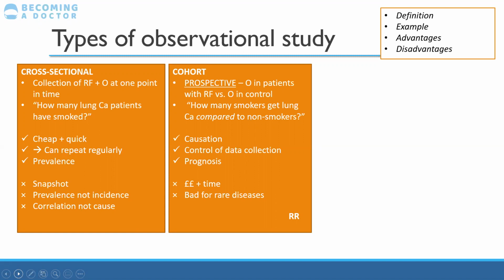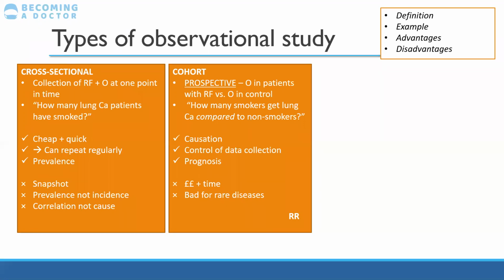So you're taking the 2 groups, the risk factor exposed group and the risk factor unexposed group, and then looking at outcome over a period of time. And this allows us to establish causation as opposed to the correlation that a cross-sectional study can only determine. And it allows us to control data collection, really, because over that period of time that you're following people up, you can choose what outcomes you measure.